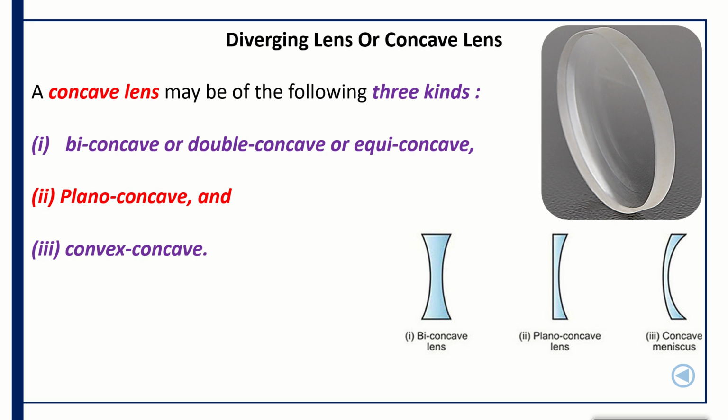So this is the biconcave lens, where there are two concave lens surfaces which are of two different parts of two different spheres. Plano-concave lens has a plane surface at one part and concave surface at another part. Concave meniscus means it is scooped out to look like a convex at one side and concave at another side. So this is known as convex concave lens. So these are the three types of concave lens which are available.